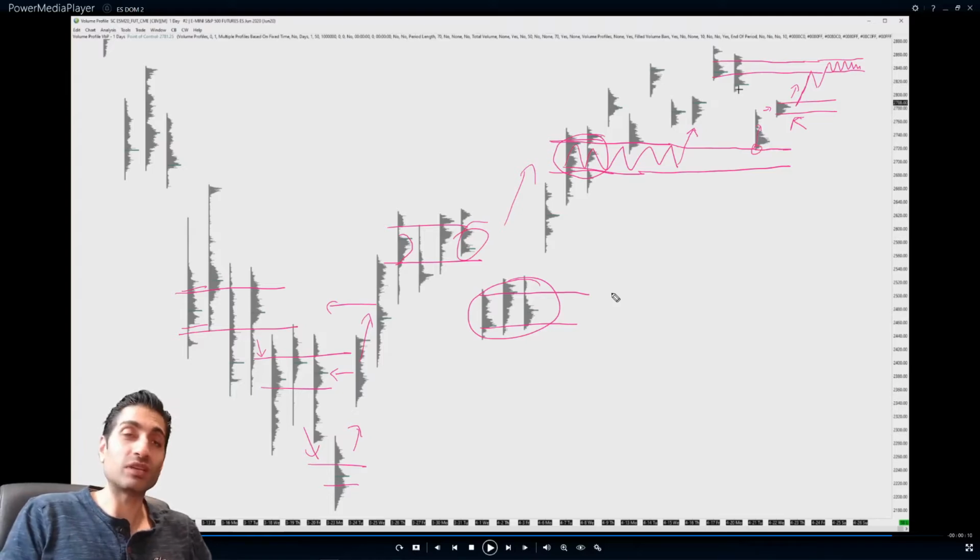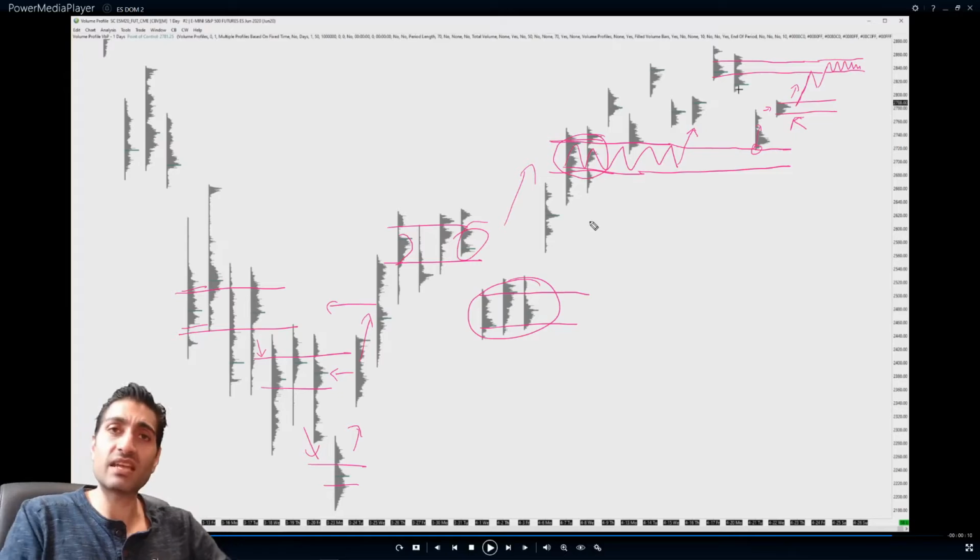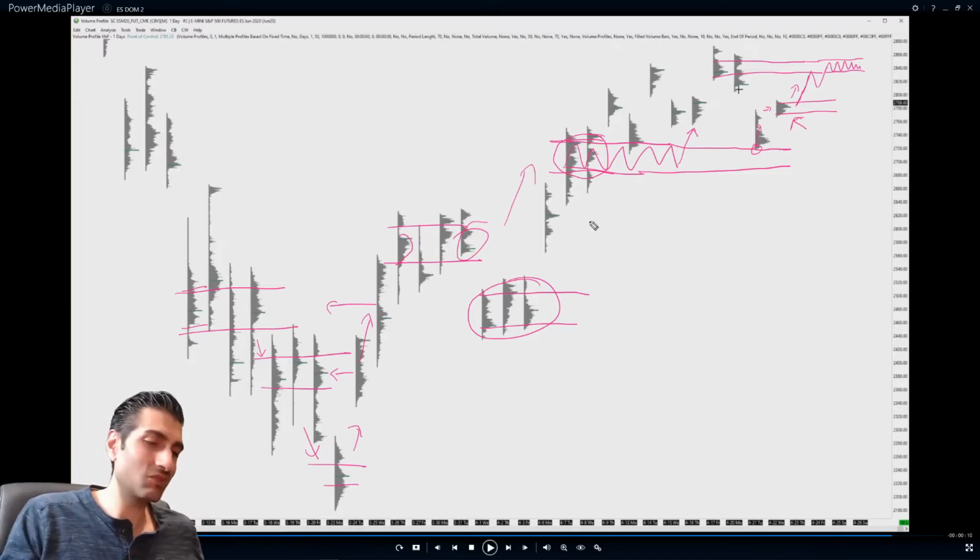Guys, I can't tell you enough. Every single institutional algorithm is looking at this, is measuring balance and imbalance. Okay, so that's the end of balance and imbalance. That's the end of me comparing all the markets to this and that. We're just going to do normal distribution.